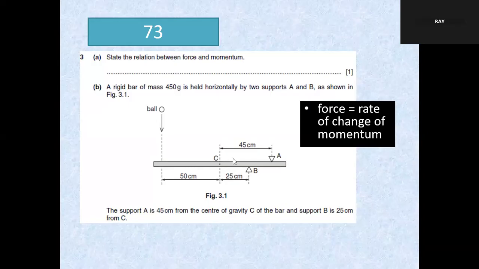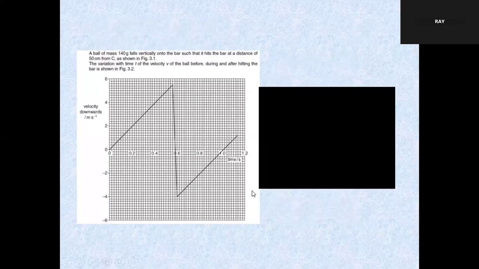Okay, it's all showing the picture. The mass of the plank is 450 gram, and then the ball of mass 140 gram falls vertically onto the bar such that it hits the bar at a distance of 50 cm from C, as shown in figure 3.1. Right? The variation with time of the velocity v of the ball during and after hitting is shown in figure 3.1.